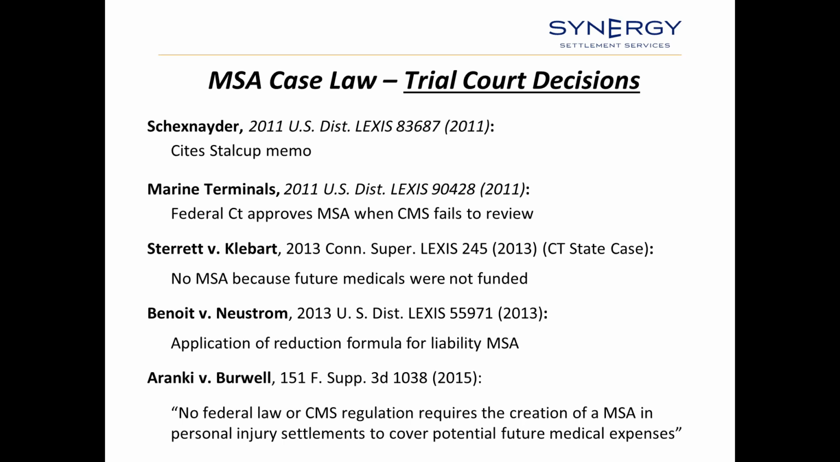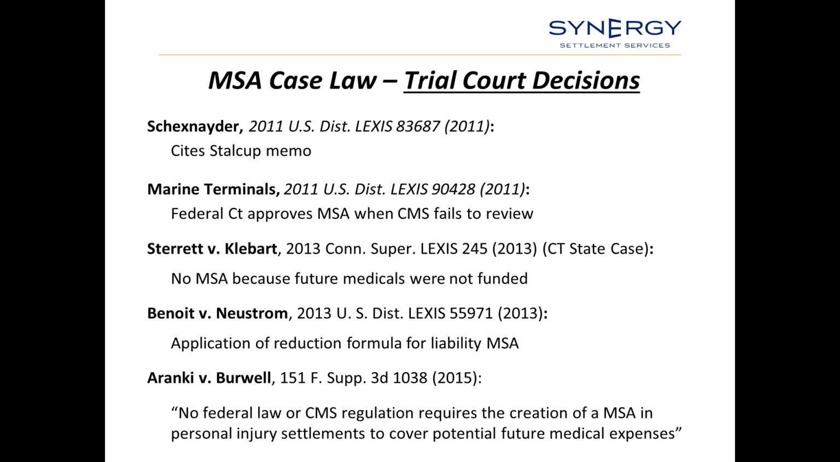set-aside, which set up an impossible contingency in their settlement because CMS would refuse to review a liability Medicare set-aside in that case, and so the parties wound up having to go to federal district court to get approval of the set-aside since CMS refused to review it.